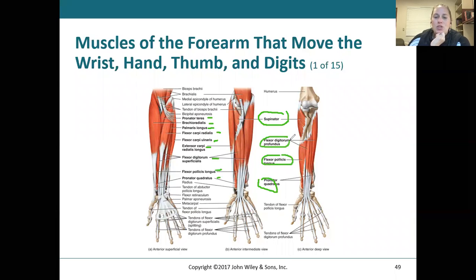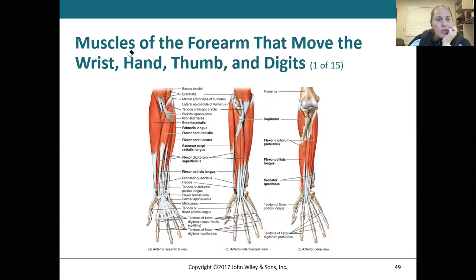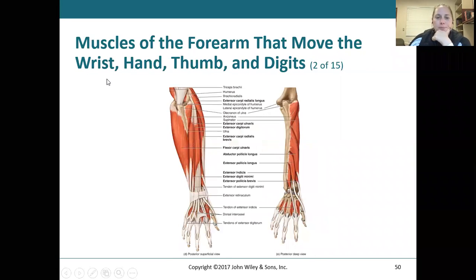Flexor digitorum profundus is maybe one that we didn't hit from this other angle. But yeah, you can see here all of these muscles having their origins and insertions very much into the phalanges and such. And here you can see many of the tendons that are being utilized to move the hands themselves. So again, some of these muscles are new. Many of them we just talked about.